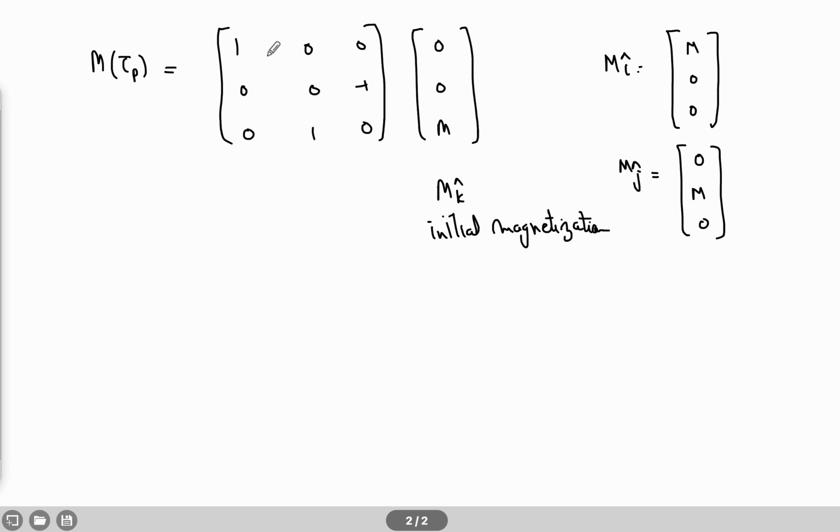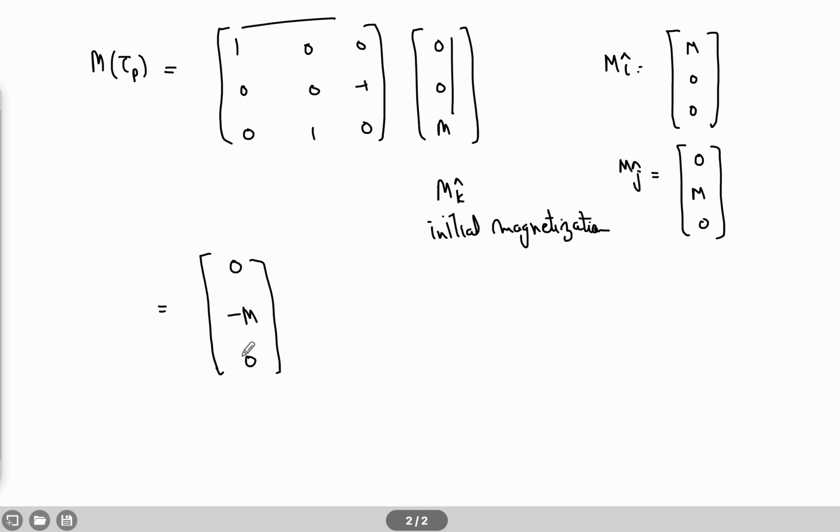Okay, so now this is simple. Now this is a 3 cross 3 matrix multiplying a 3 cross 1 vector. So you can easily multiply and see what you get. So 1, 0, 0, so you will get 0 over here. So this into this, right? And then this into this. So here you will get minus M, and here you will get 0, right?